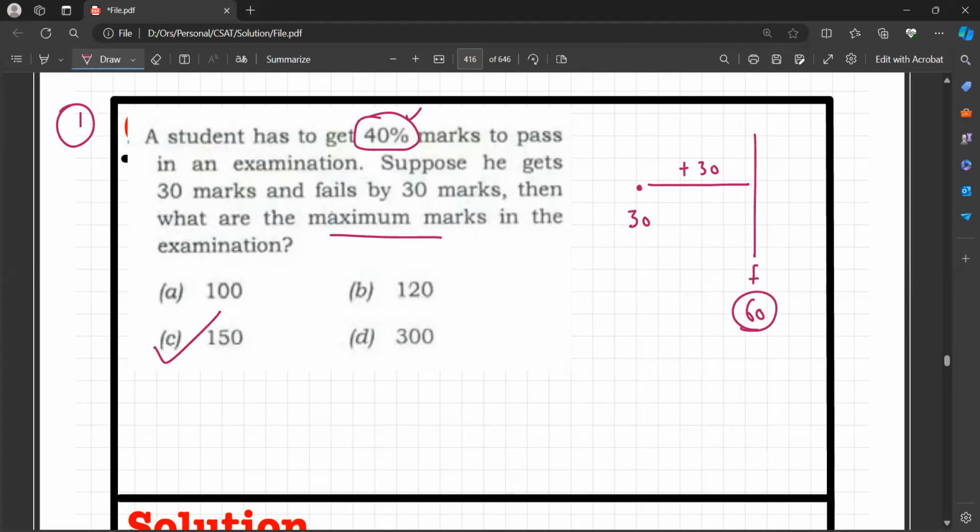Is it clear? यहाँ पे 40 होता, यहाँ पे 48 आता, यहाँ पे 60 है. Is it clear? और यहाँ पे 120 होता. Got it? Let us proceed to the next problem.